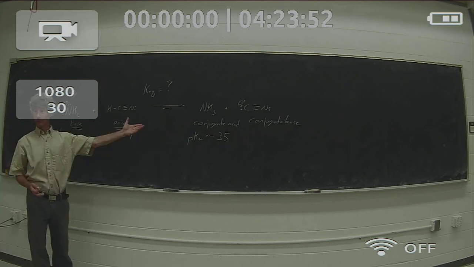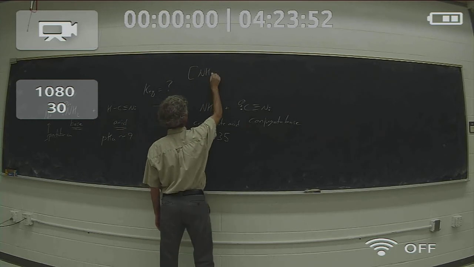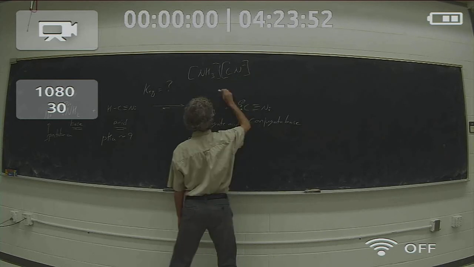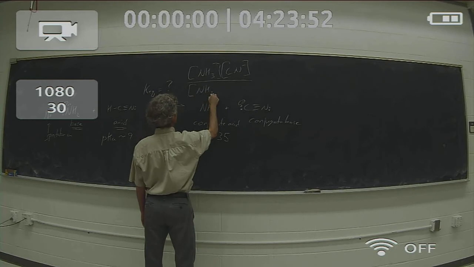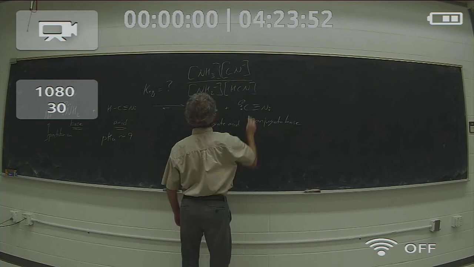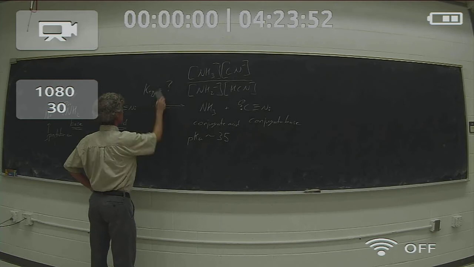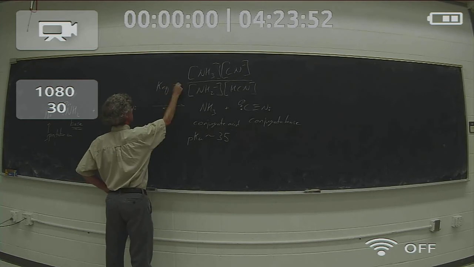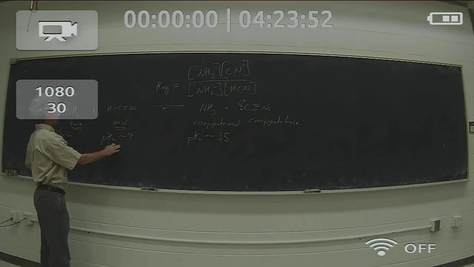Certainly we can write the equilibrium constant for this reaction, because the equilibrium constant is always defined as the concentration of the products divided by the concentration of the reactants. But I don't actually know any of those concentrations, so I can't simply plug those concentrations in. But what I do know is the equilibrium constant for this reaction.